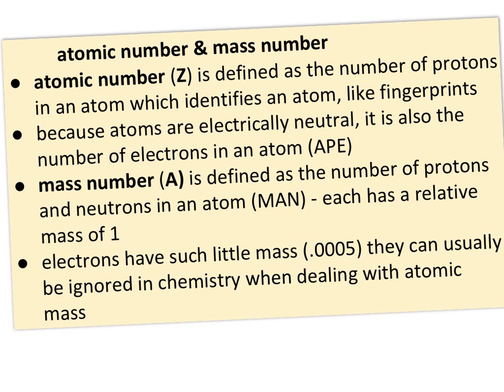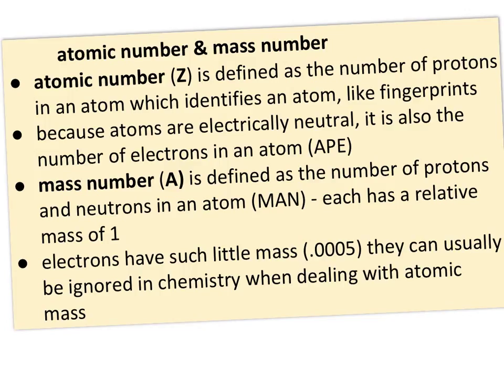A couple other terms that you should be familiar with are atomic number and mass number. Atomic number is represented Z and mass number A, which is kind of confusing, I agree, but you'll just have to commit it to memory. But atomic number is the number of protons, and that's what identifies an atom like fingerprints.